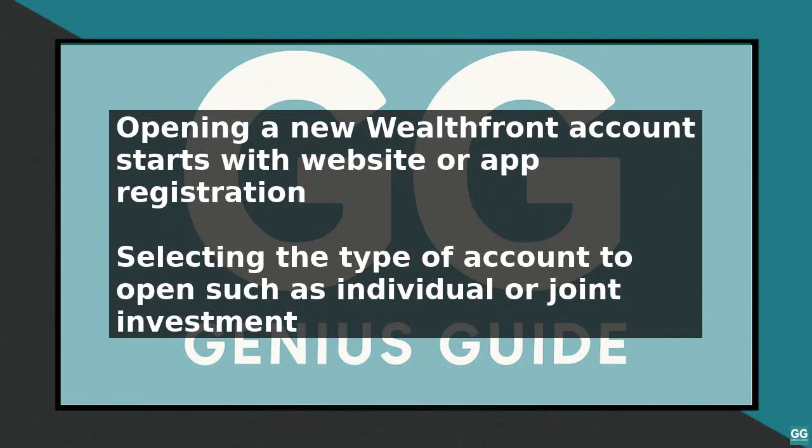To transfer to Wealthfront Robo-Advisor, start by opening a new account on the Wealthfront website or mobile app. Click on the Get Started button and select the type of account you want to open, such as an individual or joint investment account. Follow the prompts to enter your personal and financial information, including your name, address, and social security number.